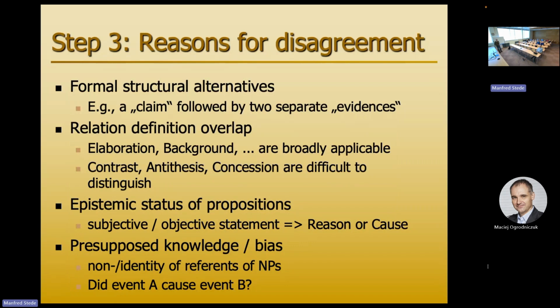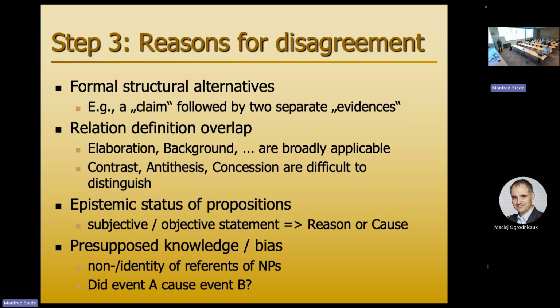And the last step then was to look at reasons for disagreement. We tried to find classes of underlying reasons. What's going on? Why do people disagree? First, there are these formal structural alternatives. Even though the guidelines try to remove these choices, they are still there. There's, for instance, one claim followed by 2 separate evidences and some variants of that problem. So that's not so much about interpretation. It's just that eRST says you can do it this way or that way structurally, and annotators should be nudged into one way to get harmony, let's say.